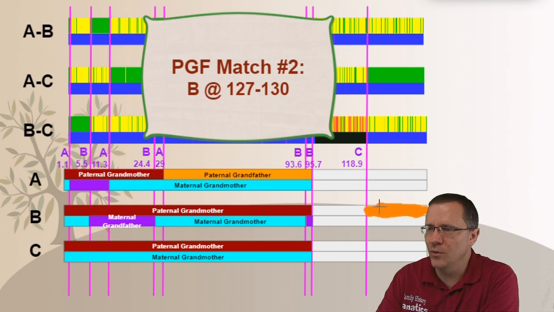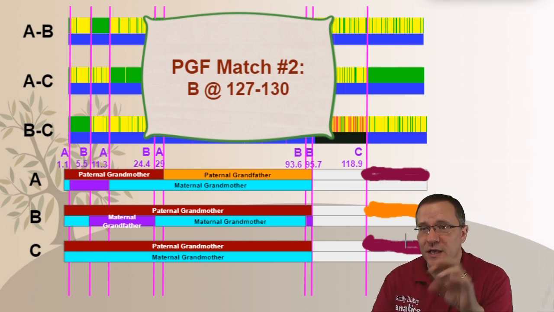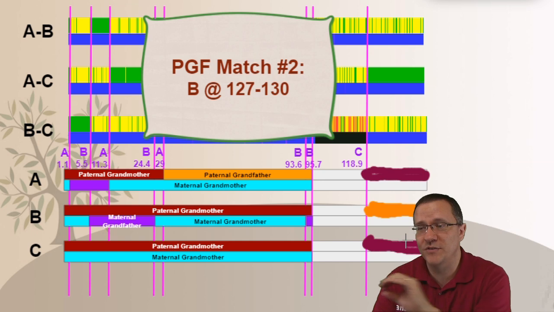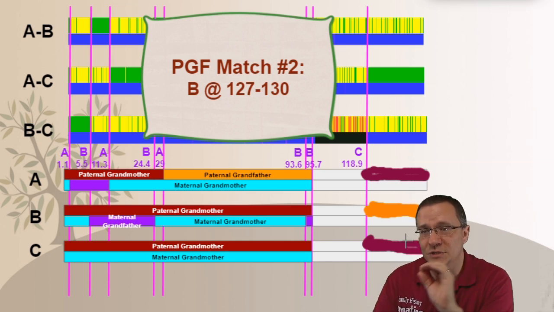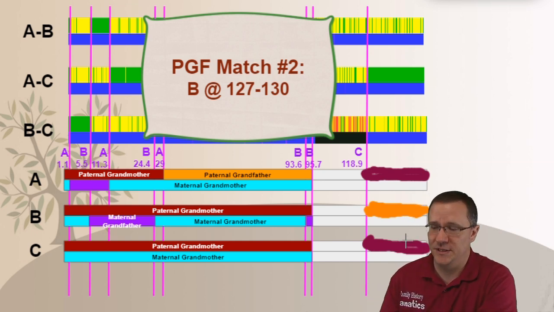So we can color that orange. And we know that he doesn't match person A and person C. So we want to color those the other one. That's going to be the maroon one. So if I go here and I color this maroon and I color this maroon. Now I'm only doing those segments that are common with the match. I'm not crossing the recombination points. I'm not extending these down and over. I'm just coloring those segments.